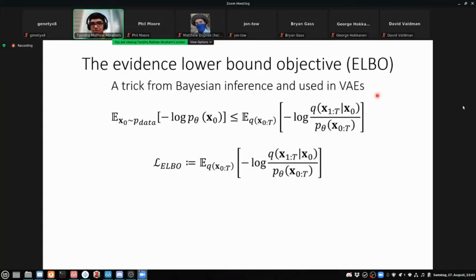We have this ELBO loss, which is a trick taken from variational inference, Bayesian inference, and is used for VAEs as well, where we have this sort of inequality, and instead of directly training the log likelihood, we train this other term. That's what we have, this ELBO term. I think there was some confusion about how this ELBO term works. Maybe this is a good point to stop, and I guess if people had questions about this.